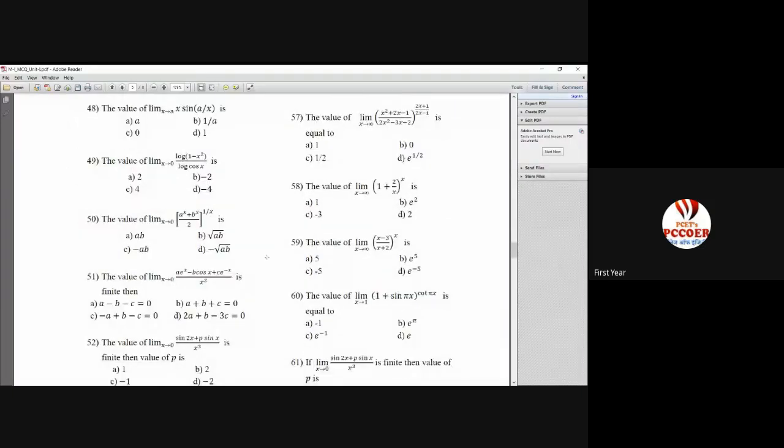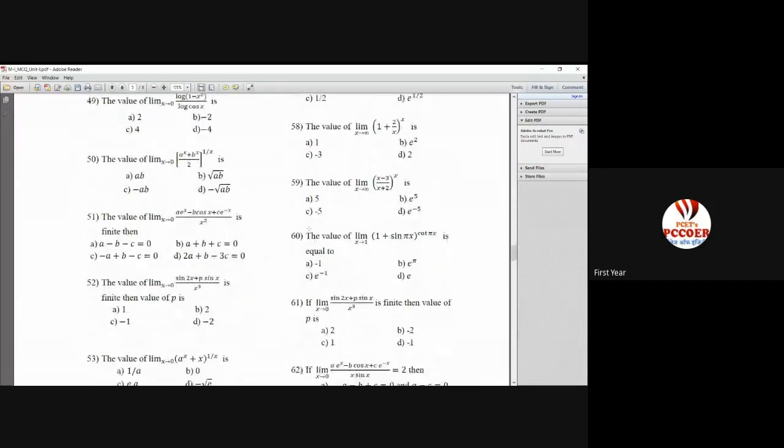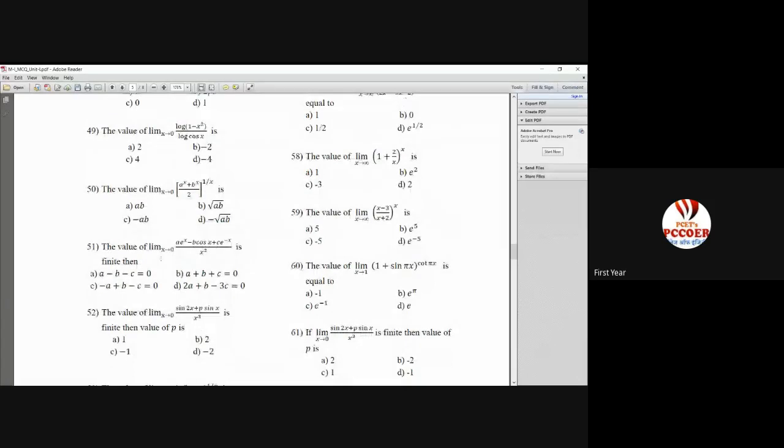Please try to go through them. All of them are not difficult. For example, the 59th question. This question, the value of the limit of a raised to x, 50th question, can also be asked. a raised to x plus b raised to x upon 2, raised to 1 by x. I had told you that the number of terms will give you the power, and a and b will be there. So root ab is the answer.